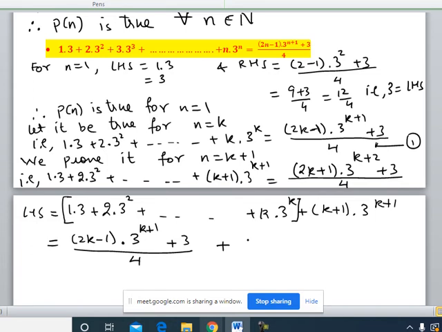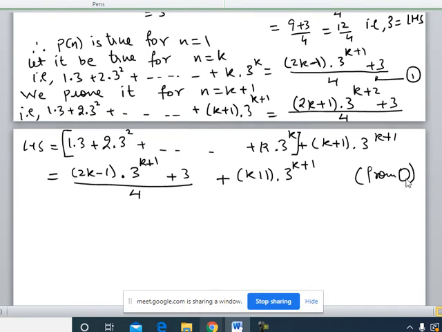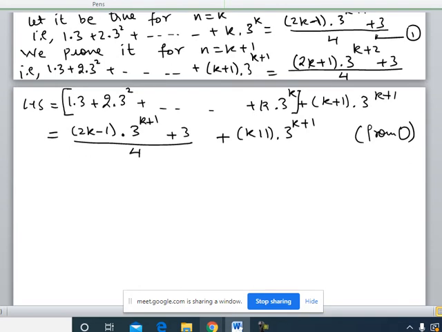And what is the leftover term? Leftover term is k plus 1 into 3 with exponent k plus 1. So this sum we have obtained from 1. Now you see carefully. If there is scope for taking something common, do that. If there is no scope for taking anything common yet, then we will go for simplification. That means I will take LCM and solve it. Okay, so let us take LCM.